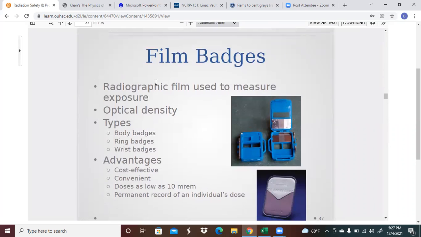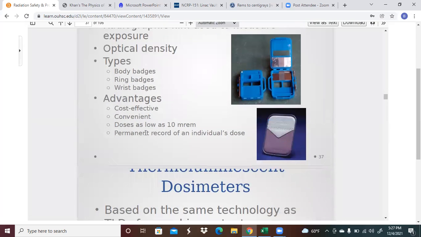Film badges. You've got radiographic film used to measure exposure, optical density. Anytime it comes to film, that's one of the things you have to worry about. The types, you've got a body, a ring, or a wrist badge. The advantages are they're cost-effective, convenient, dose is low. Film is really good at this. Dose as low as 10 millirem can be detected, and permanent record of an individual's dose.